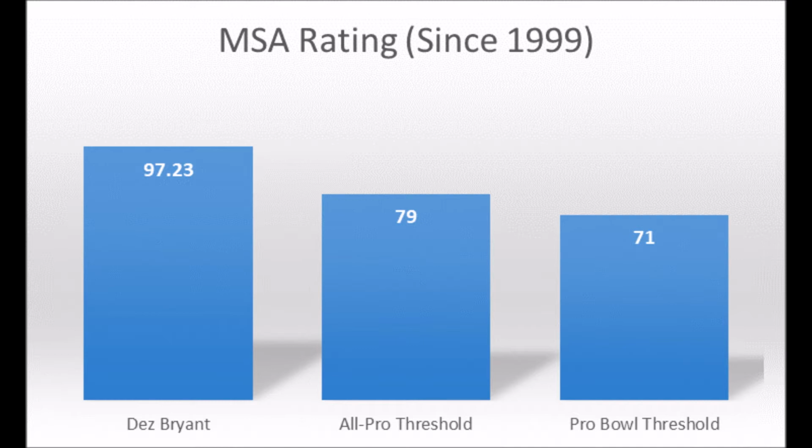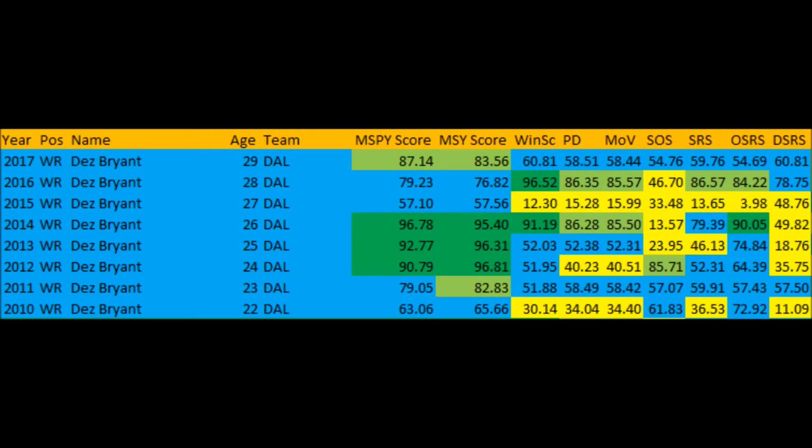Now, when you get to his actual NFL data, this chart right here looks at his MSPY, which is his passing yardage market share at the NFL level. MSY is total market share, so that's basically what his impact was on his team yardage wise overall, instead of just comparing him against passing. Win score just shows you how many wins there were that year. PD is point differential. MoV is margin of victory. Strength of schedule is SOS. SRS is just a simple rating of the team in general. OSRS is the offensive rating.